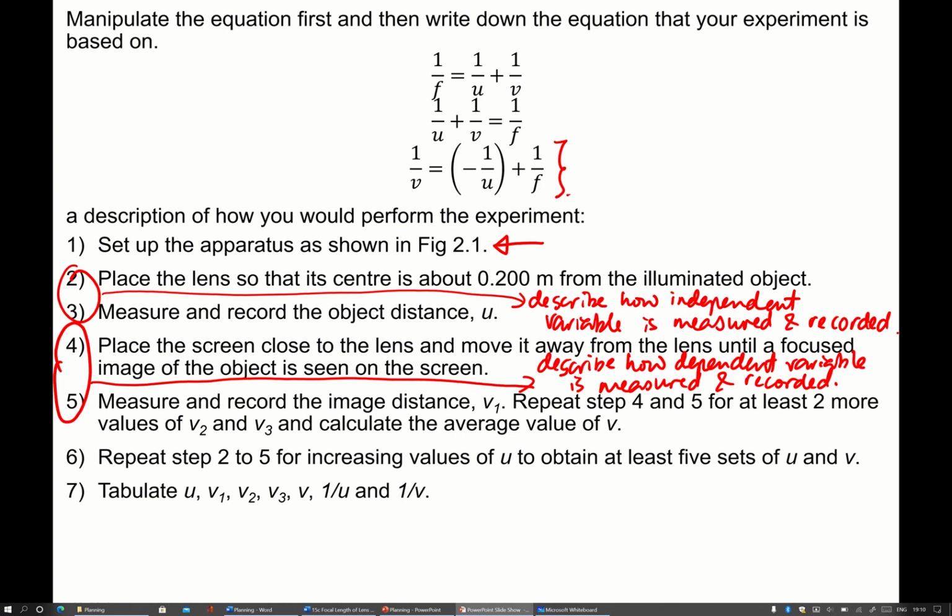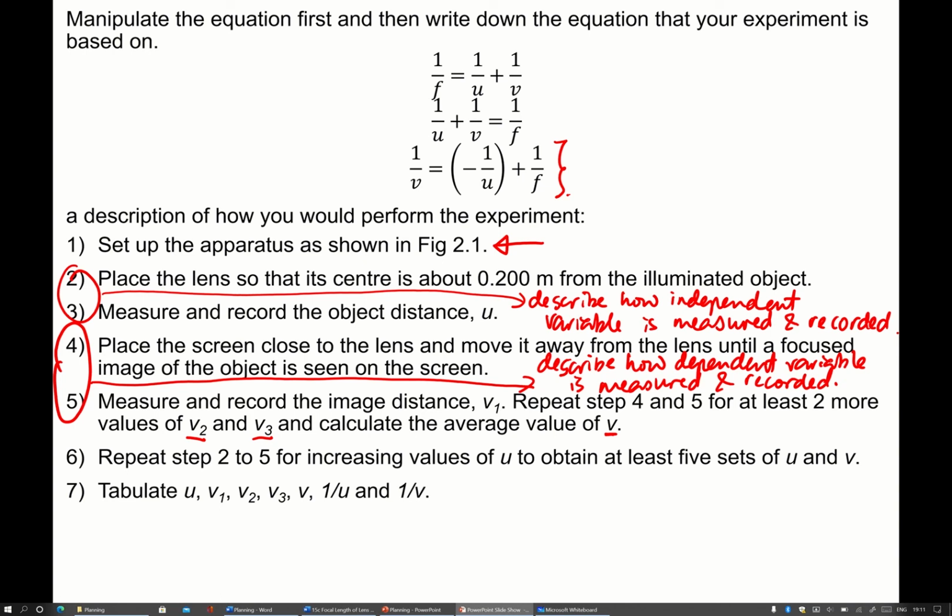Measure and record the image distance v1, and then I'm going to repeat step 4 and 5. So I'm going to move the screen close to the lens again. I'm going to move it away until a focused image is seen. And I'm going to do it 2 more times to collect v2 and v3 and then calculate the average value of v. So this is what I meant initially by saying please do not just take the whole thing and just copy blindly over, right? Modify the steps a little bit to show some understanding.